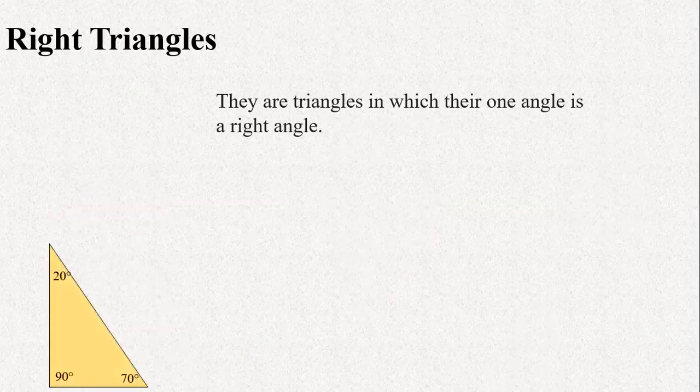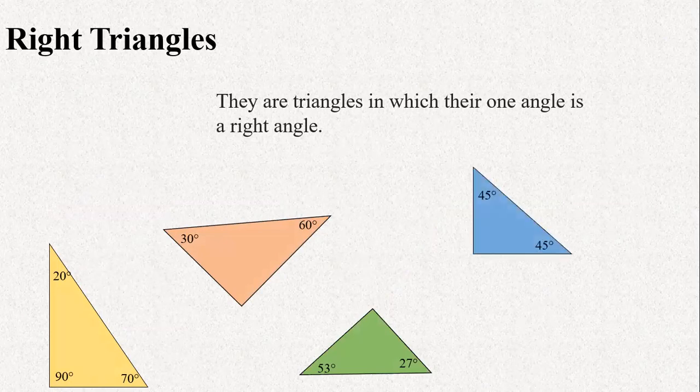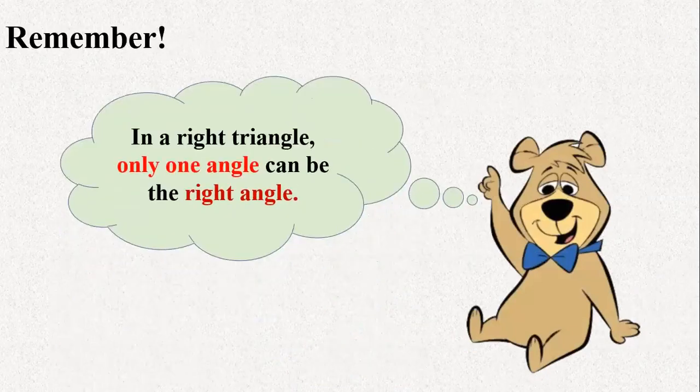Right triangles are triangles in which one angle is a right angle. That means one angle is 90 degrees. And I want to say something here. Keep in mind that a right angle is shown or drawn like these little squares. We will not write 90 degrees like in the yellow triangle. We will use these little squares to show right angles. And remember, in a right triangle, only one angle can be the right angle.